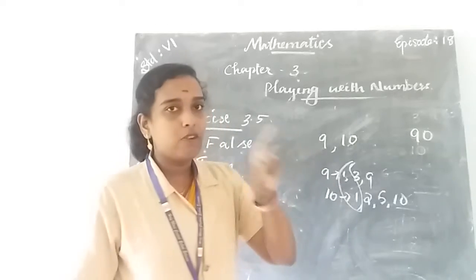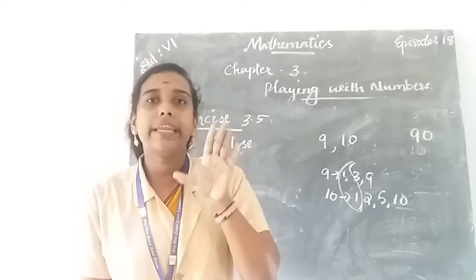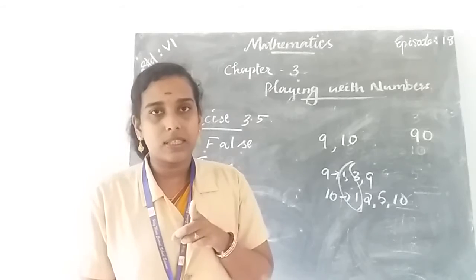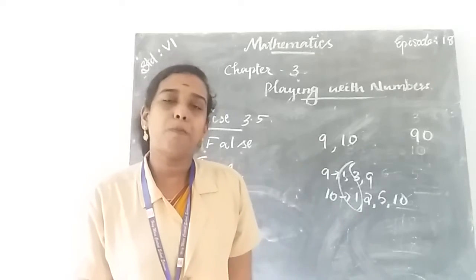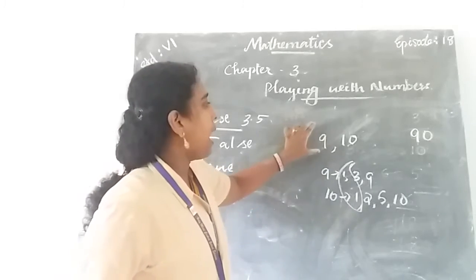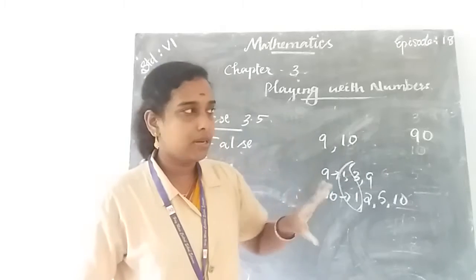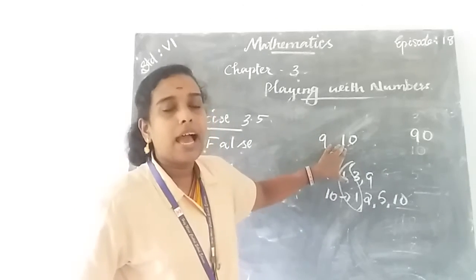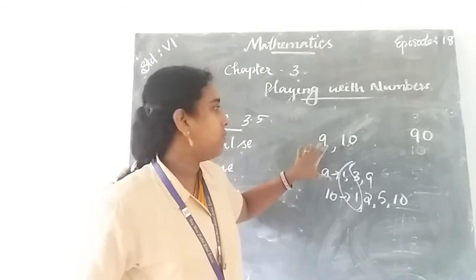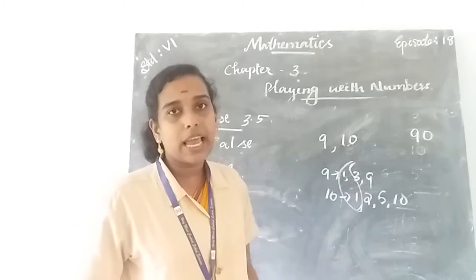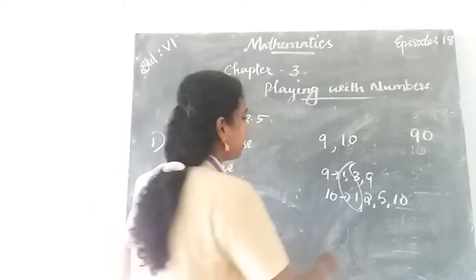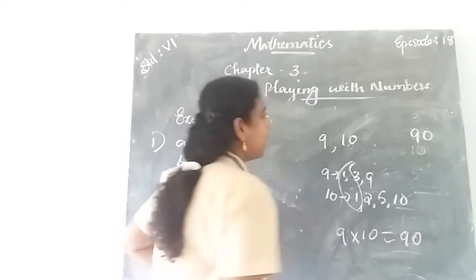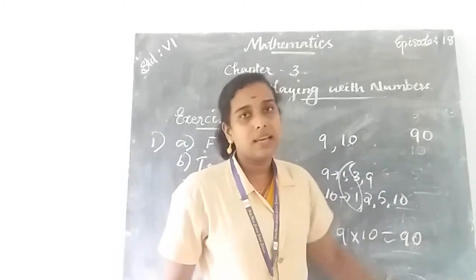Also, if a number is divisible by any two co-prime numbers, then the number is also divisible by the product of the co-prime numbers. Here 9 and 10 are co-prime numbers, so if a number is divisible by 9 and 10, it is also divisible by the product of 9 and 10. The product of 9 and 10 is 90, so the number is also divisible by 90.